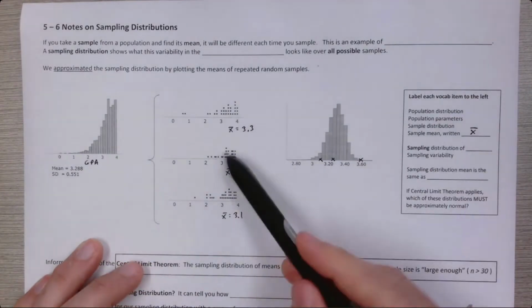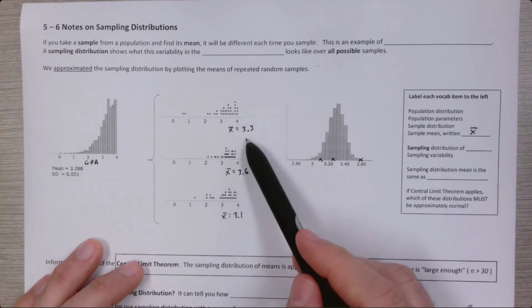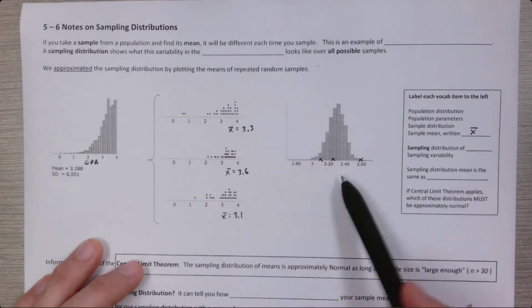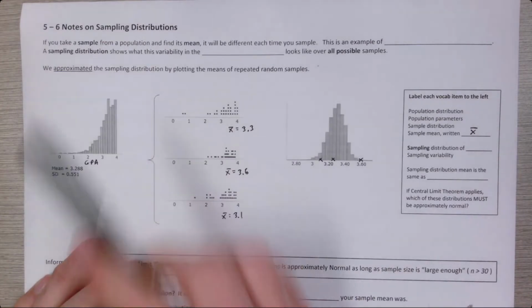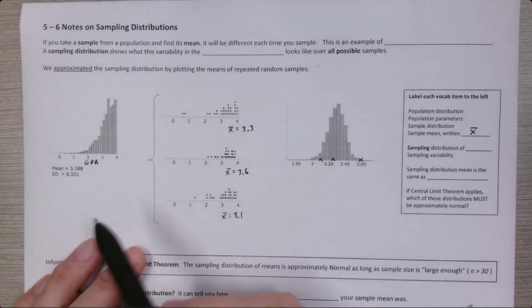So if we keep repeatedly sampling, finding the average GPA, also called the sample mean, and then we plot all of those sample means, over time it's going to build a distribution. And that distribution is called the sampling distribution. So what is the sampling distribution? Like, what is it really?